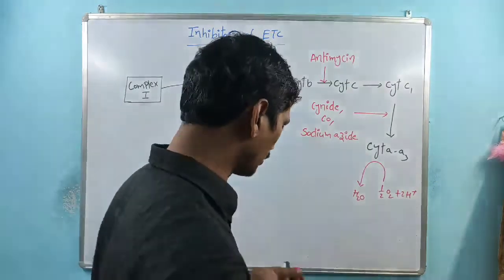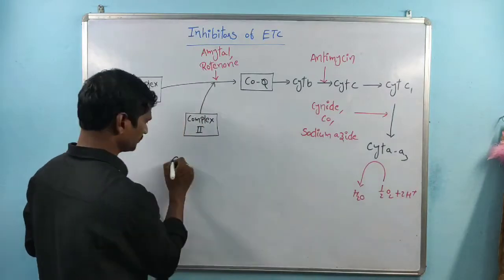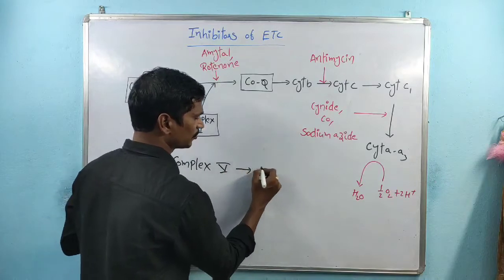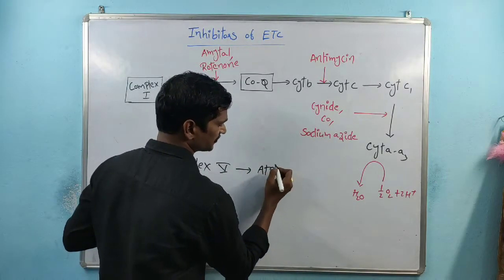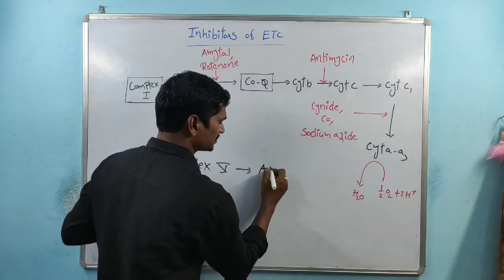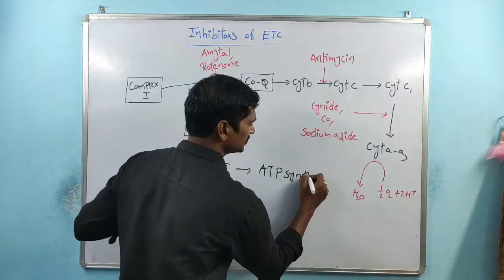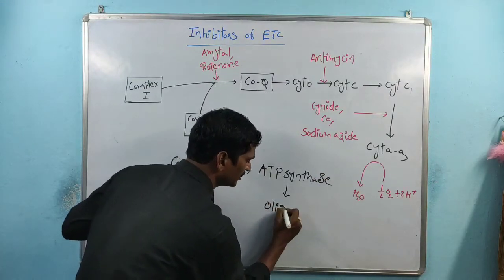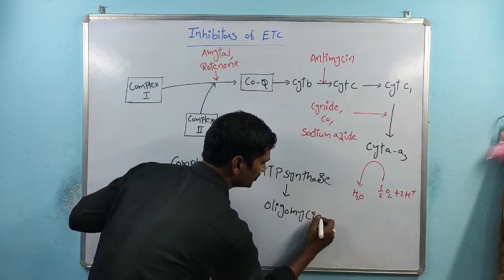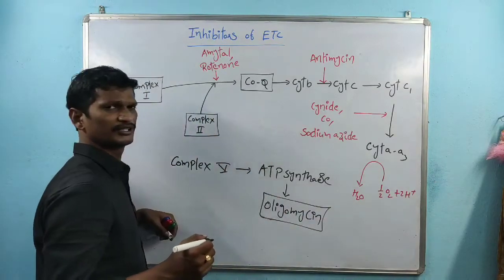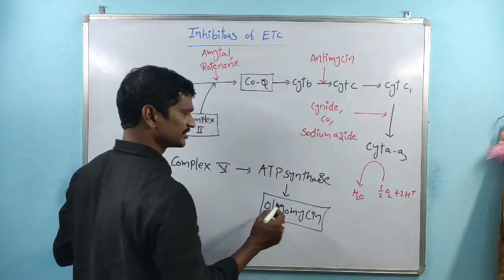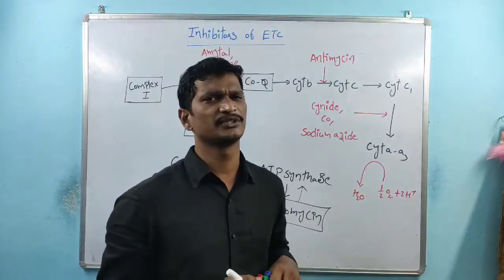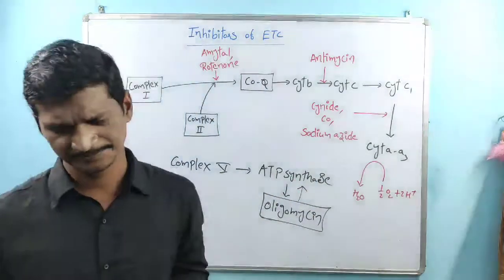And we know about complex 5. Complex 5 is also called the ATP synthase enzyme. The ATP synthase enzyme is especially blocked by oligomycin. Oligomycin is one of the inhibitors. Oligomycin acts on complex 5, the ATP synthase enzyme, and blocks ATP synthesis. That is about the inhibitors.